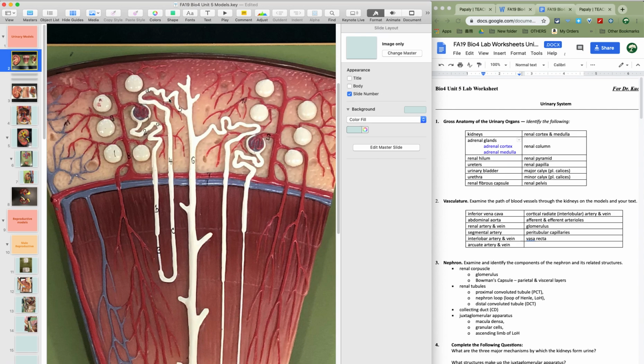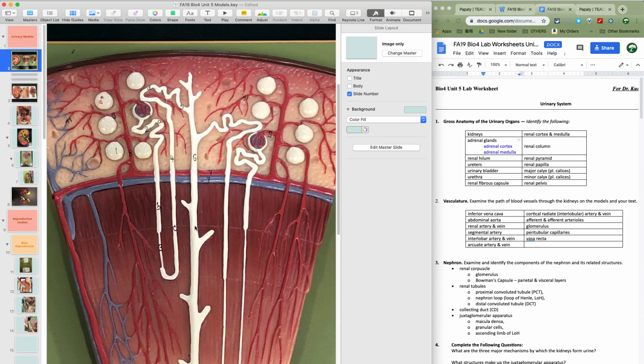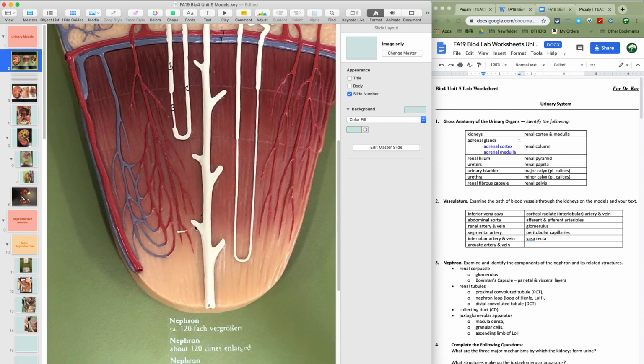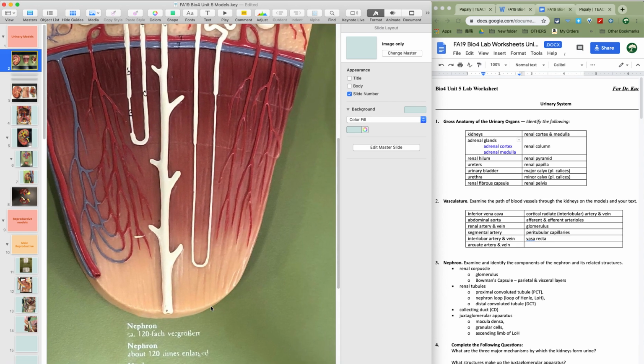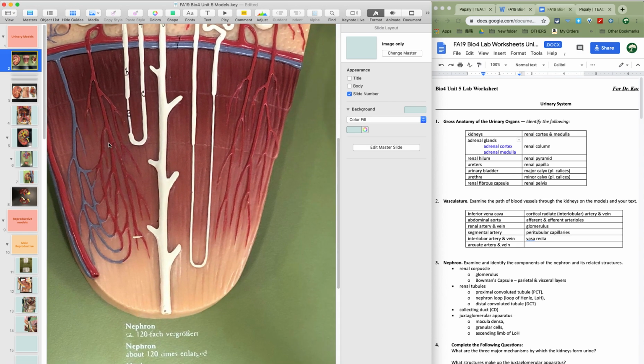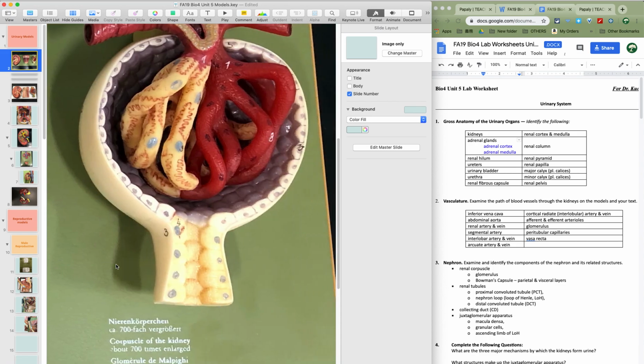Here you can see that distal convoluted tubules from different nephrons drain into a common collecting duct. Eventually that collecting duct is going to drain into the papilla. Papilla. Once again, this is the vasa recta.